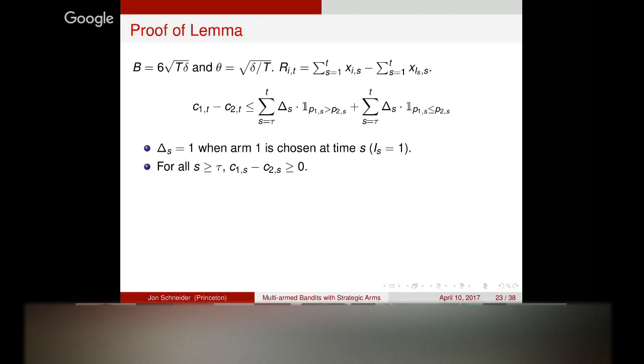And also we know that because we chose tau to be the last time that C1S equals C2S, and we're trying to bound the probability that C1S is at most C2S minus P, we know that this thing is greater than zero. So in particular, if you chose arm one, and arm one is played more than arm two, and the probability of picking arm one is bigger than the probability of picking arm two, then your regret increases by theta.